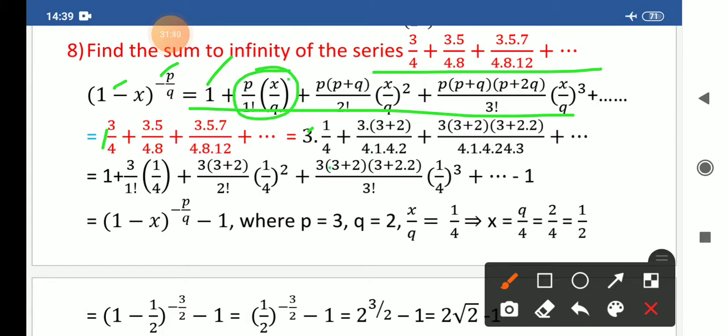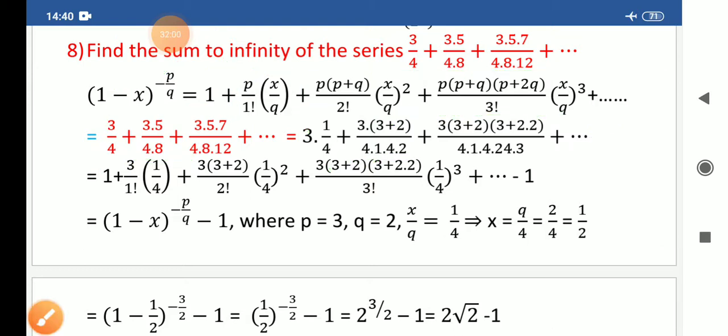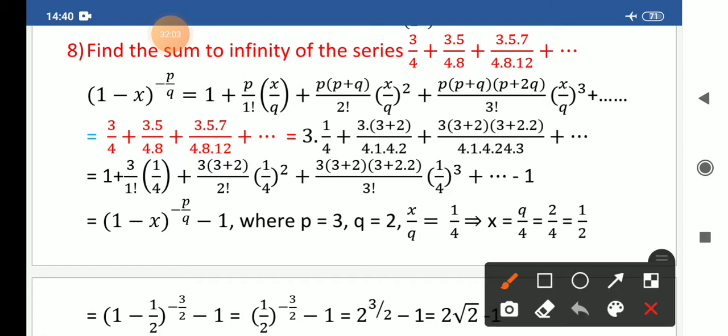3 into 1 by 4. Then 3 into 5, already p is 3, 5 is 3 plus 2. 4 is 4 into 1, 8 is 4 into 2. So this is the third term. To apply the formula, the first term is 1, and there is no 1 here. So we add 1 and subtract 1 from this. So for this problem, we add 1: 3 by 1 factorial into 1 by 4, here 3 into 3 plus 2 by 2 factorial into (1 by 4) whole square. Here you add 1, so you must subtract 1 here.